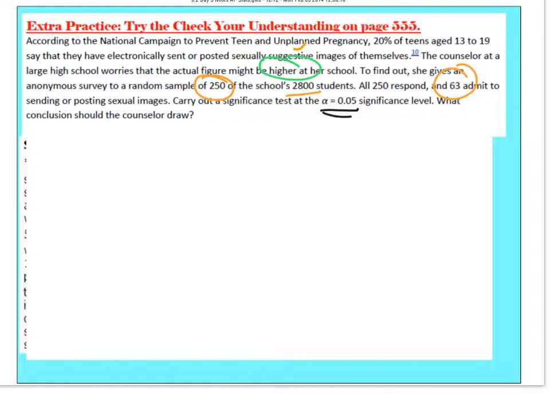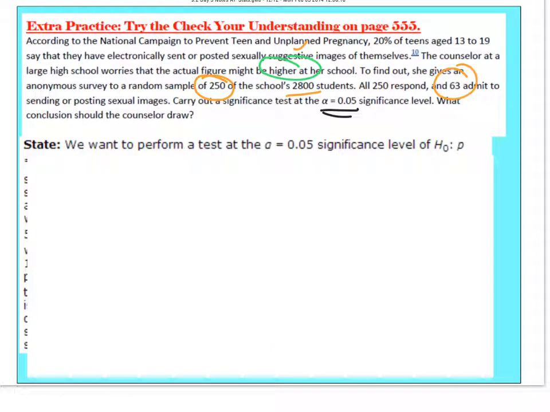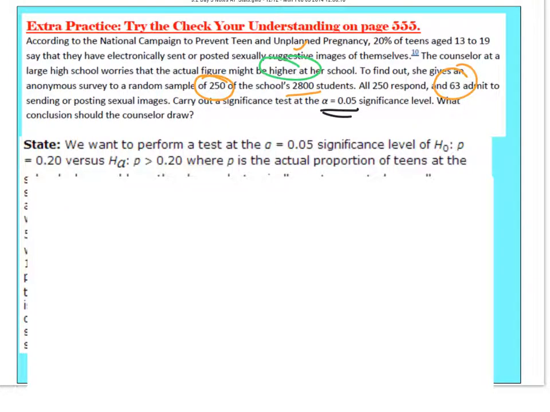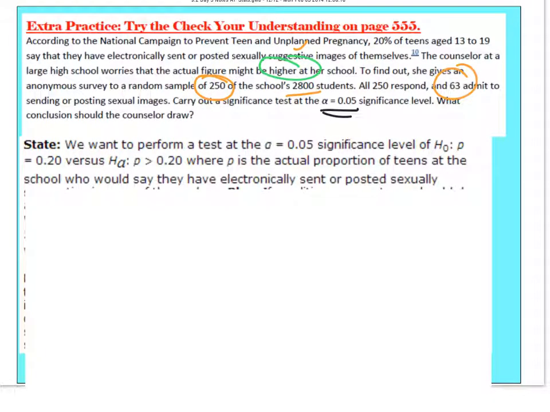So here's what I would say for the state. We want to perform a test at a 5% significance level. Our hypothesis is P is equal to 20%, but the counselor thinks it's greater than 20%, where P is the actual proportion of teens at the school who would say they have electronically sent or posted sexual images of themselves.